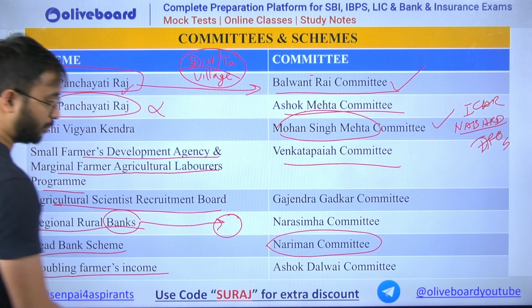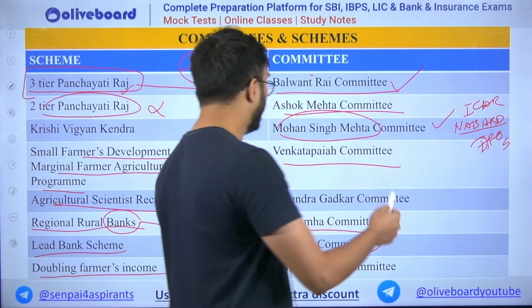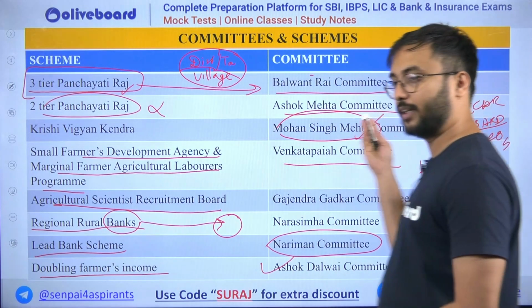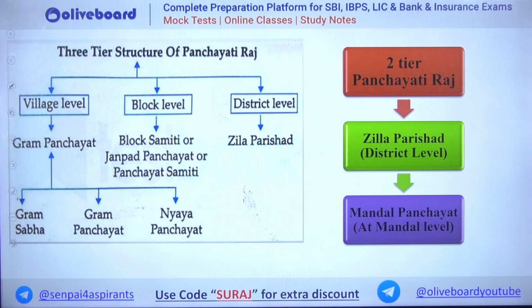Then doubling farmers' income, very important: Ashok Dalwai committee. What was the homework which I gave you? Krishi Vigyan Kendra, and the answer I have already told you. In the comment section you can still write it down. 3-tier structure of Panchayati Raj.